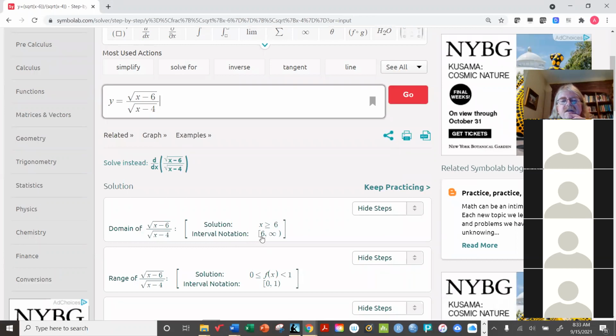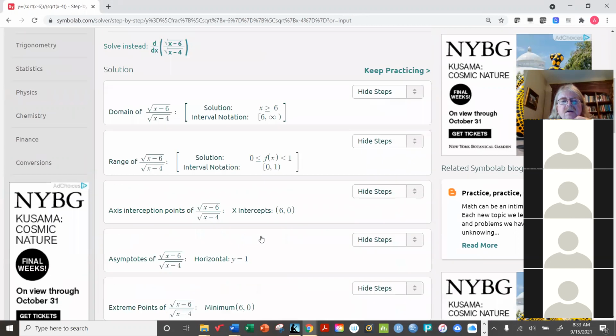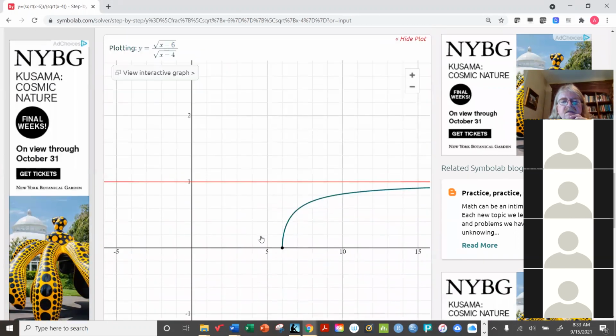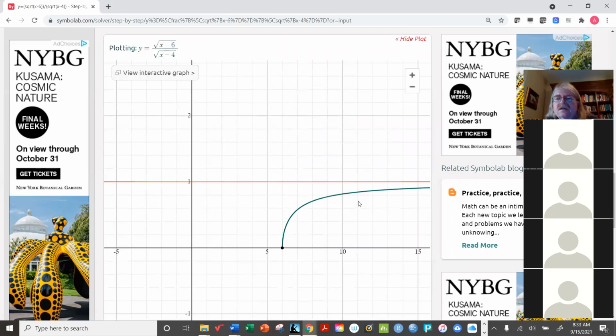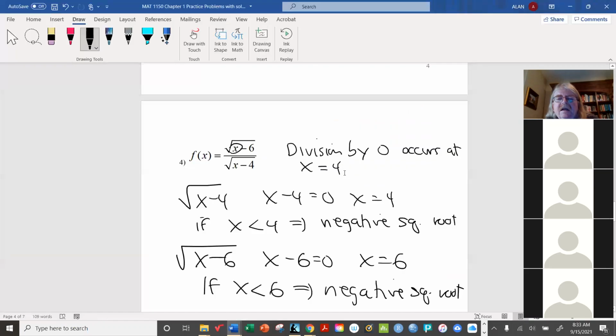The interval notation is everything from 6 up to infinity, including 6. But when you look at the picture, oh, that's weird. I thought it was going to be a really strange looking shape, but it's actually pretty straightforward. But with the understanding that it starts at 6, so we can't have anything below 6. Well, that worked out rather well. Interesting. All right.